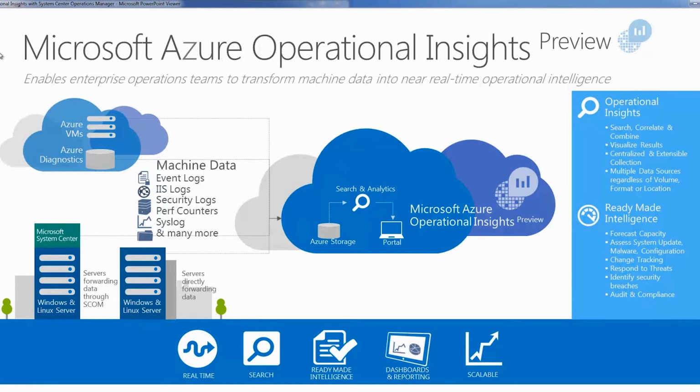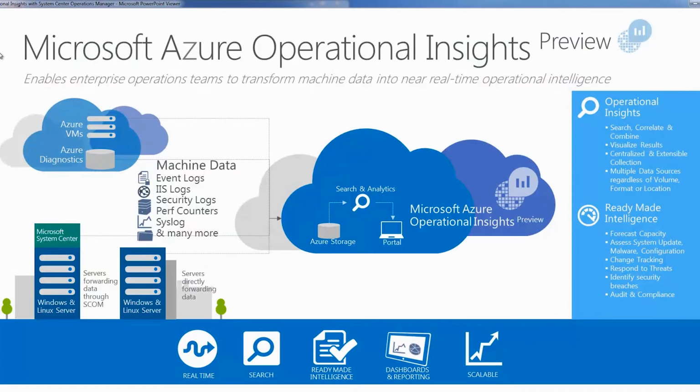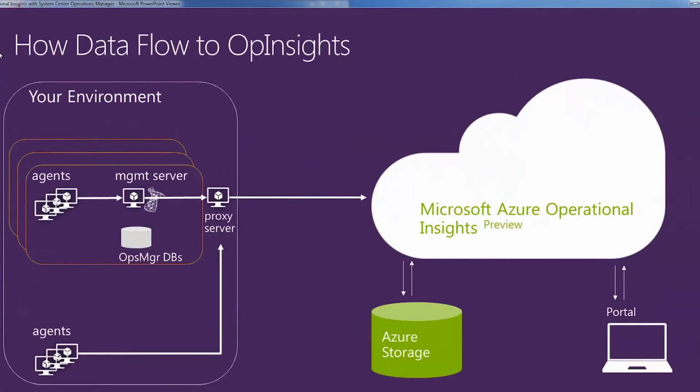We look at what Operational Insights does. So again, we're looking at search and correlating a combination of results, a visualization, centralized and extended collection of all of this data, as well as being able to aggregate data from multiple different sources regardless of volume and type. We also again have ready-made intelligence for things such as forecasting capacity, assessing system updates, malware, and configuration changes. Very big piece of change management within an organization. We also look at responding to threats, identifying security breaches, as well as auditing and compliance. There's some additional packs that are coming as well for, say, SQL and Active Directory that add even more additional functionality. What this actually does is really help us troubleshoot operational issues.